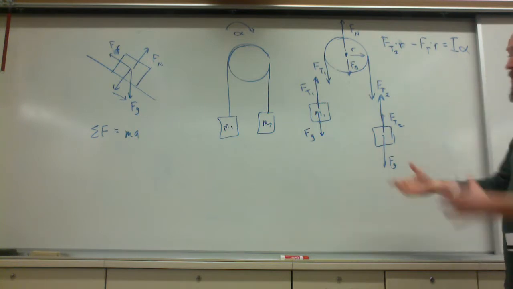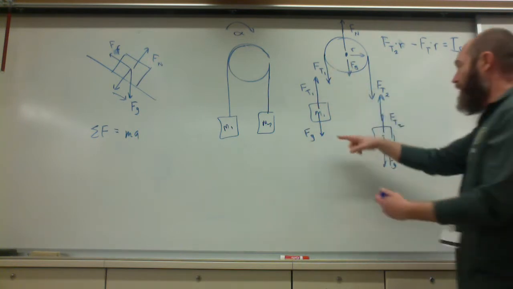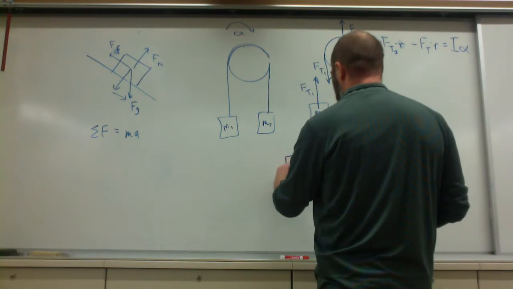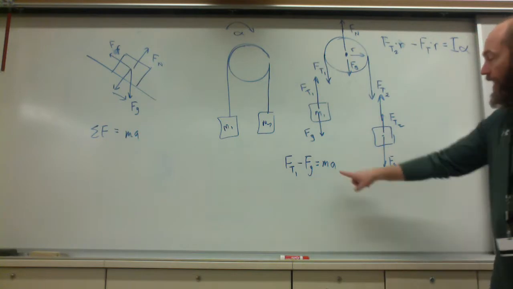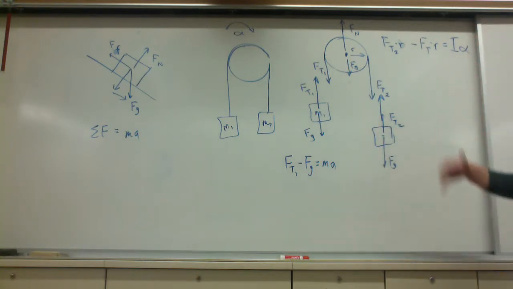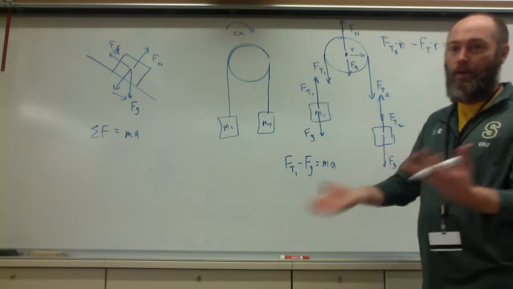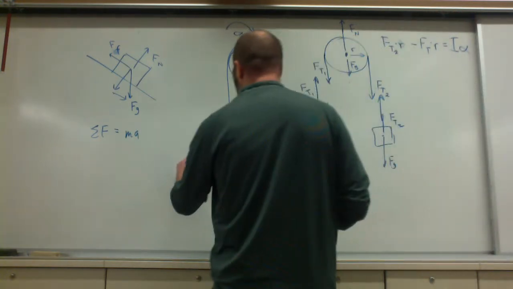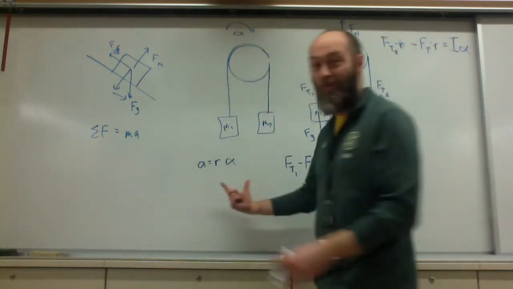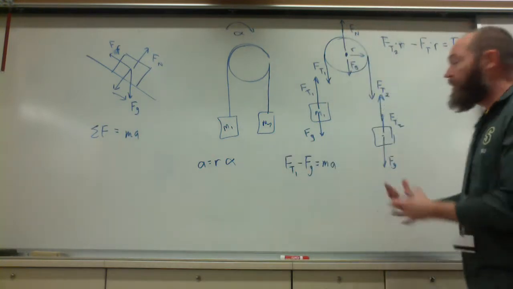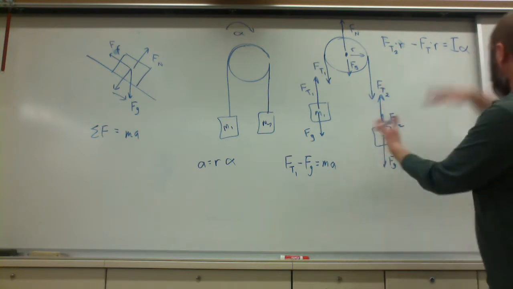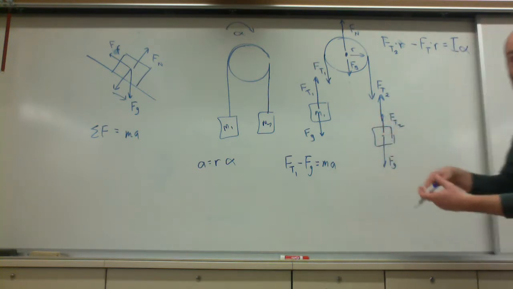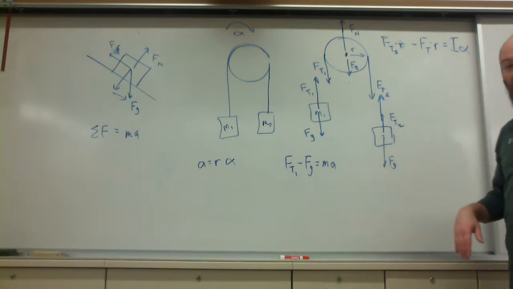And then you would have to set it up for this mass, where you might have FT1 minus FG equals MA. Well, wait a second. How does this A relate to this alpha? Hopefully you look back at a different instructional video and you remember A equals R times alpha. If you don't remember that, don't memorize it, understand it. Go back and look at that other video. And then you could plug into a system and solve, but conceptually this is what you're going to do.